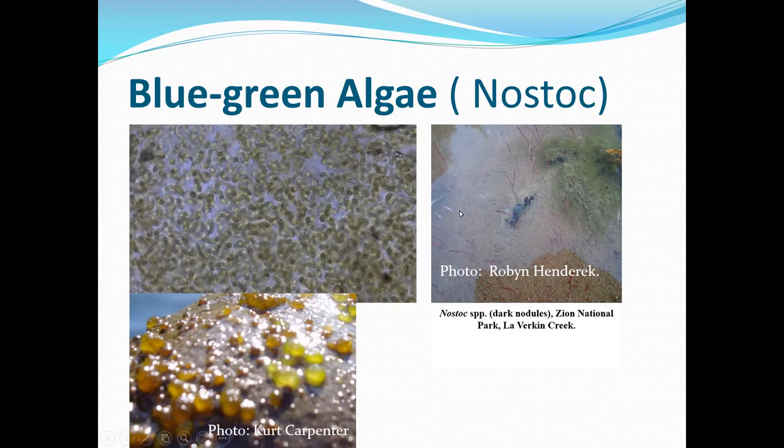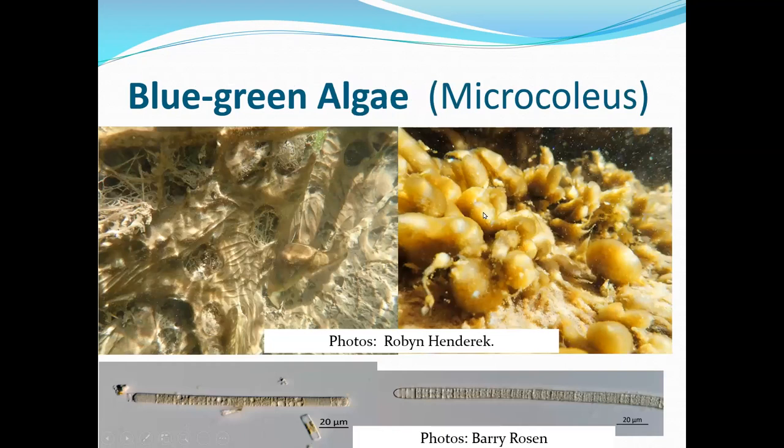But when you start talking about riverine producers and moving water and where it's transporting the toxin to, it gets a lot more frustrating. And this is the one, of course, that caused most of the brouhaha in Zion National Park, this Microcoleus.